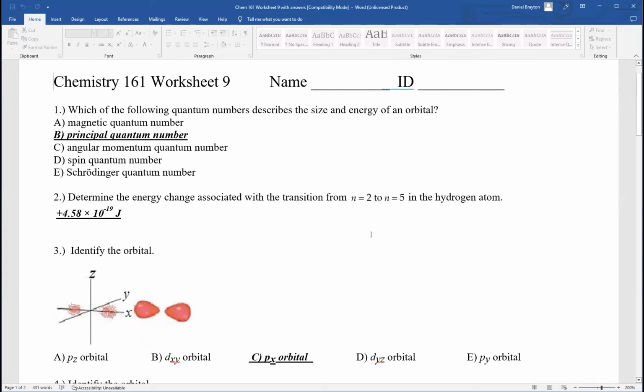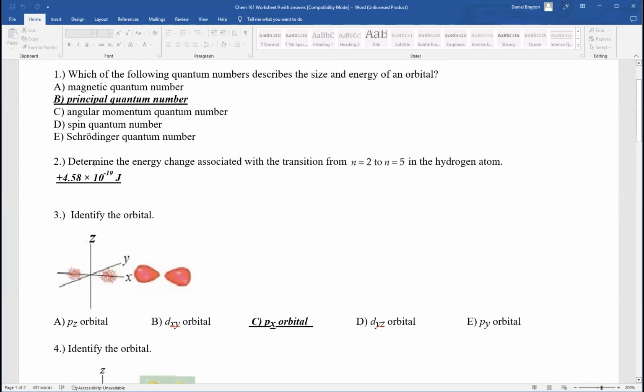Okay, 9. Which of the following quantum numbers describes the size and energy of an orbital? This is, again, another definition one, and I'm not too big on making you memorize the names of the individual orbitals. So this one is not really a fair representation of what would be on the exam.